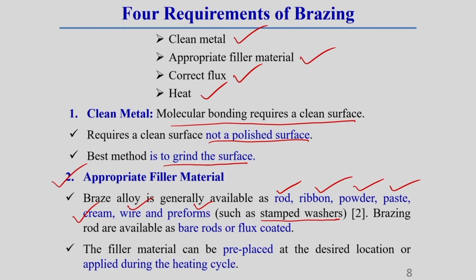Another thing you should keep in mind: this brazing rod or wire, which we generally use in the brazing process, can be available as bare rod or flux coated. What does it mean? I have already told you, in the brazing process, this is one plate, and over there I am going to join another plate. So first of all, this surface and this surface we have to clean properly. This cleaning is generally better done by using a grinding operation instead of polishing. After that, we have to apply the fluxes where we are going to apply the filler wire.